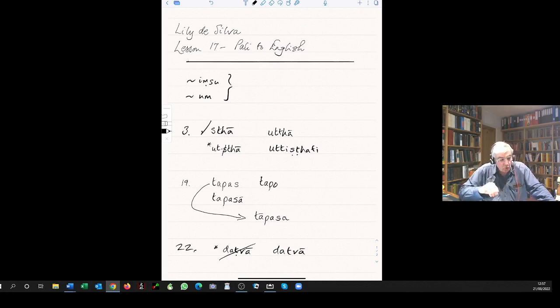Sahayaka udakam otaritva nahayanta padumani ocinimsu. In English, we say the friends got into the water and were bathing, and they picked lotuses. So sahayaka, the friends, udakam otaritva, having gone into the water. Nahayanta, present participle, while bathing, padumani ocinimsu, they picked lotuses. And that concludes the Pali to English for this lesson.